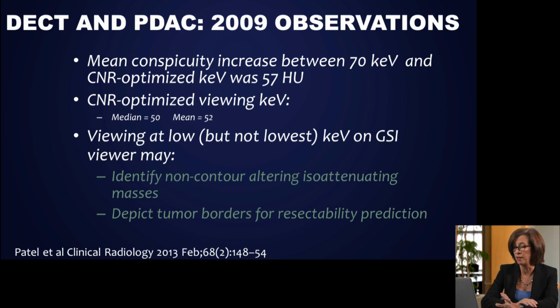And here's what we surmised, that viewing at lower energies, but perhaps not the lowest, using GSI may help us to identify what regular state-of-the-art single energy CT cannot help us identify, and those are non-contour-altering isoattenuating masses, small tumors that we're trying to find in this patient population to positively affect outcome. And we also thought it might help us to depict tumor borders for resectability predictions.